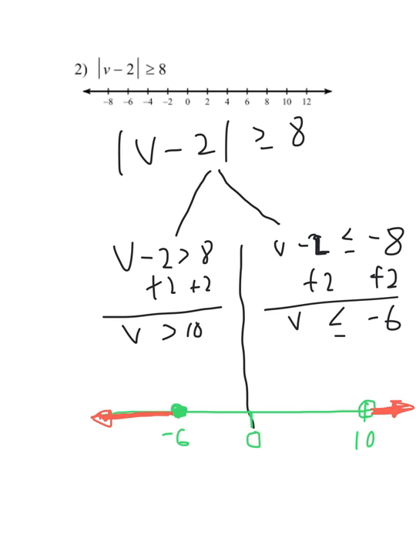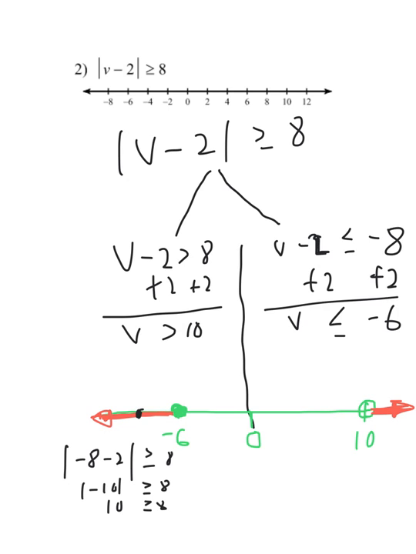So for example, if I pick the number, let's say negative 8, where would negative 8 be? Negative 8 would be somewhere here. And I put that into the inequality. Let's see what happens. I have the absolute value of negative 8 minus 2 is greater than or equal to 8. This is going to be the absolute value of negative 10 is greater than or equal to 8. The absolute value of negative 10 is 10, so that's greater than or equal to 8. That's true.